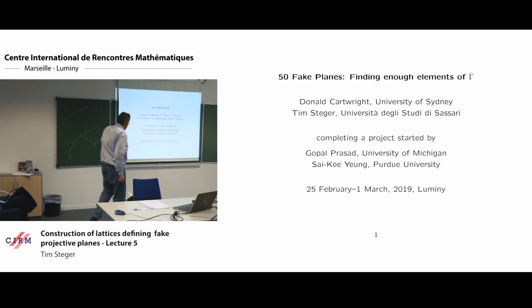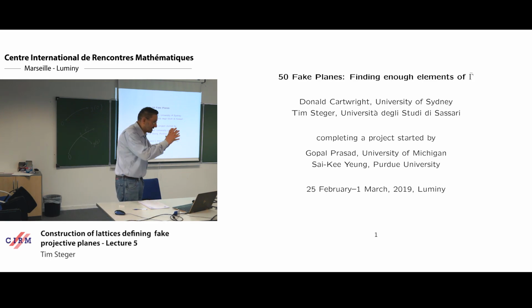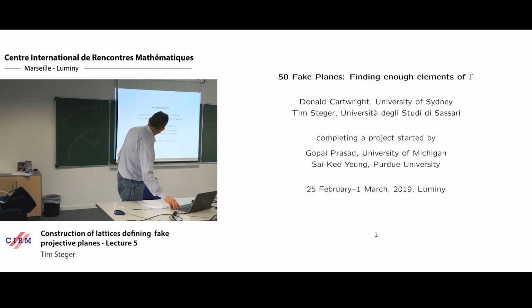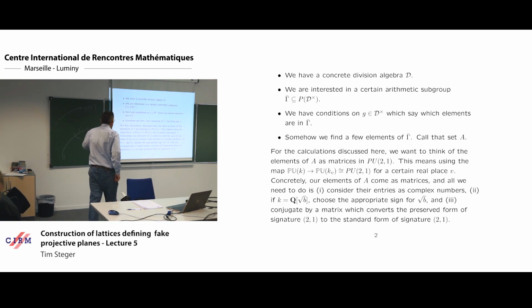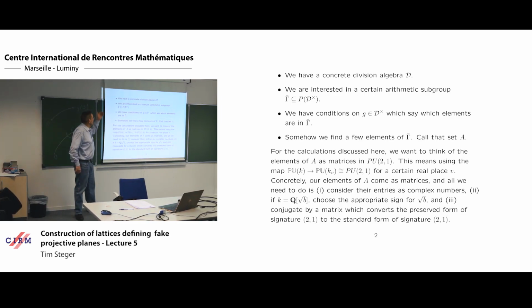Today I'm going to tell you about part of the procedure for finding enough elements of the arithmetic group in order to arrive at some conclusions. So I remind you that we already worked out a division algebra. We found a concrete version of it. We're interested in a certain arithmetic subgroup.